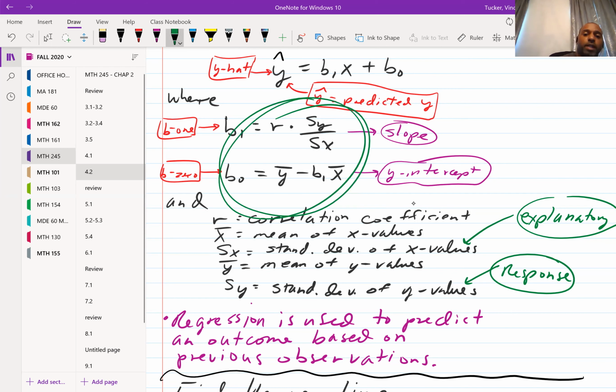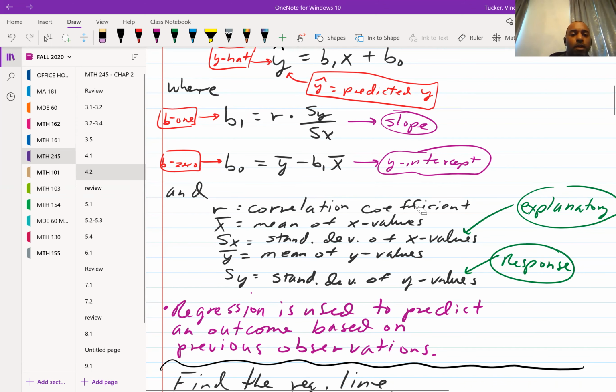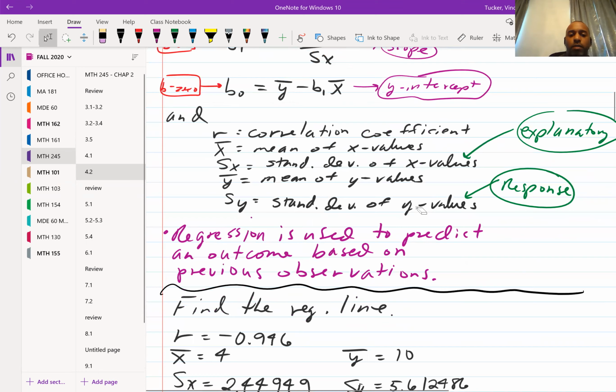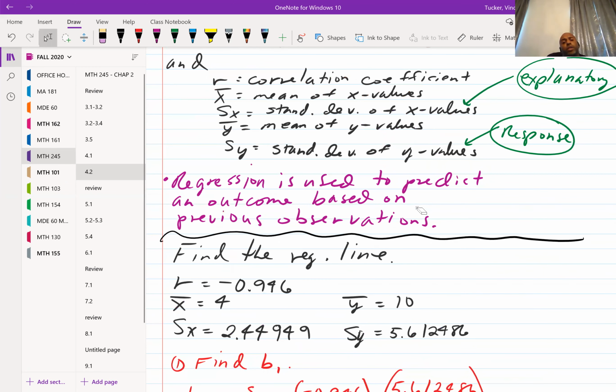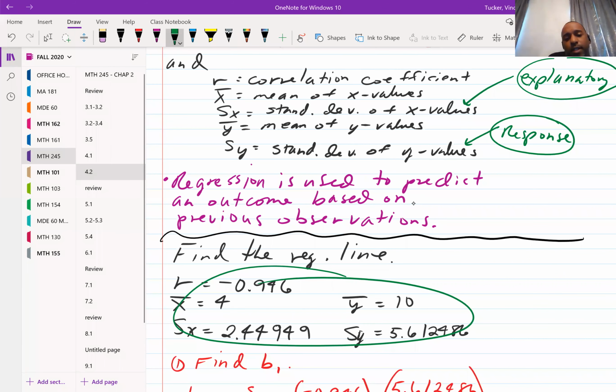Next, what we're about to do is actually try these formulas out and make sure we're okay with the information that they give you. All right, everybody okay? Scroll up. All right, so find a regression line. They give us R, X bar, S sub X, Y bar, and S sub Y.